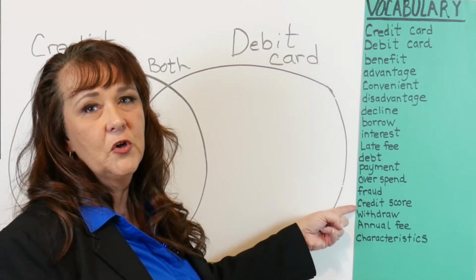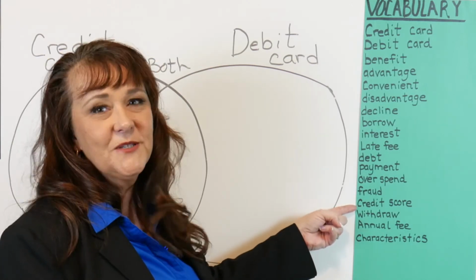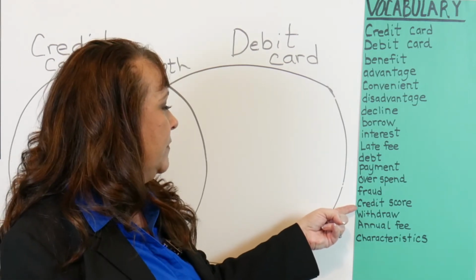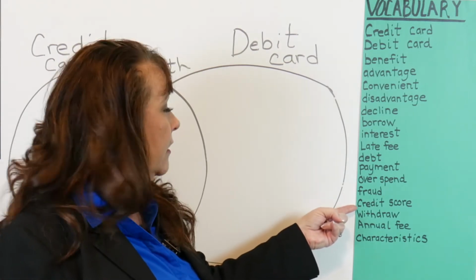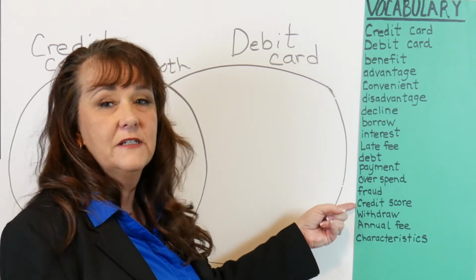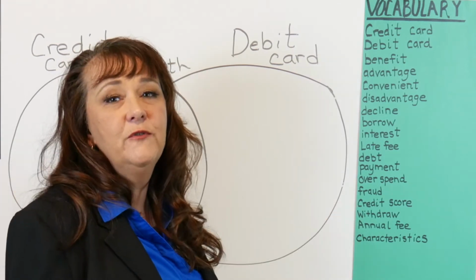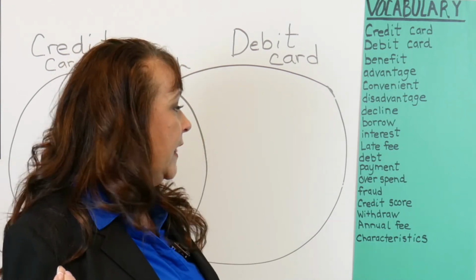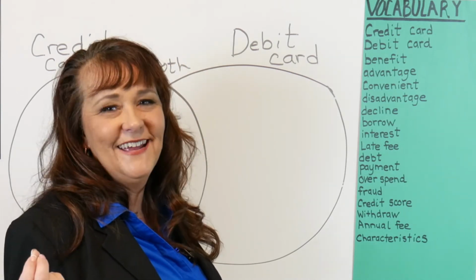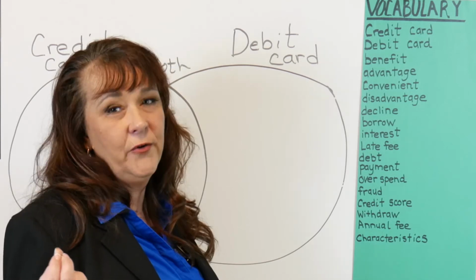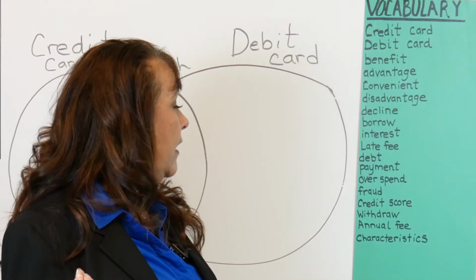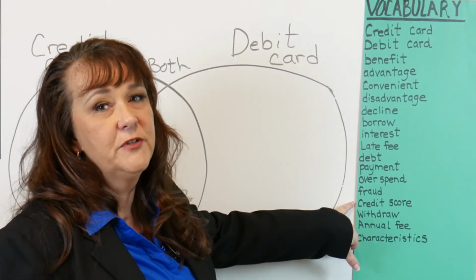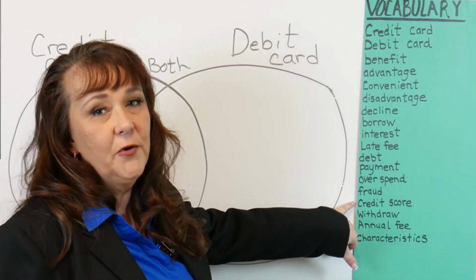This word is credit score. You say it. Credit score. Your credit score is something they use to keep track of how you spend your money. A good credit score gets you more things. A bad credit score can be a problem, but it is a score based on how you spend your money. Credit score.